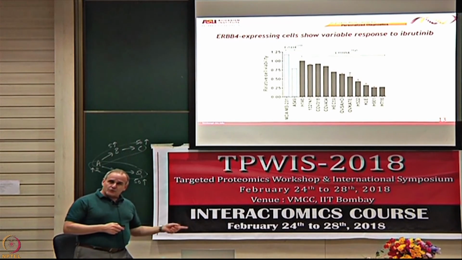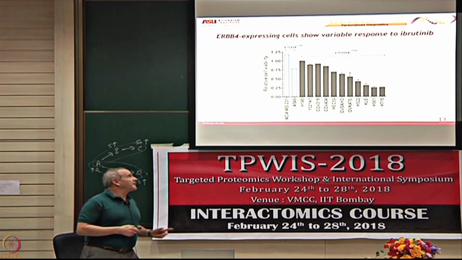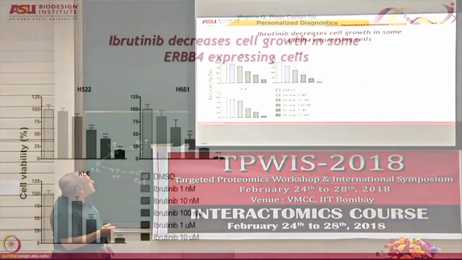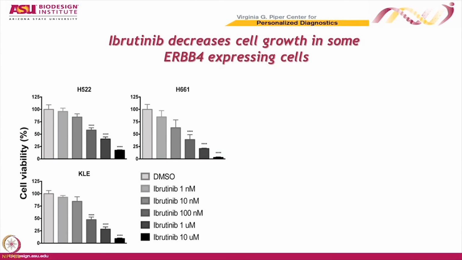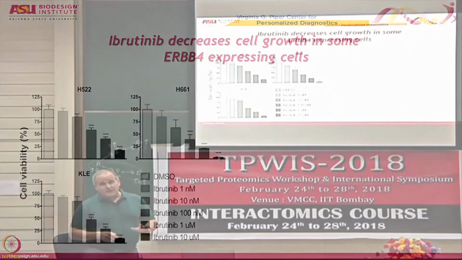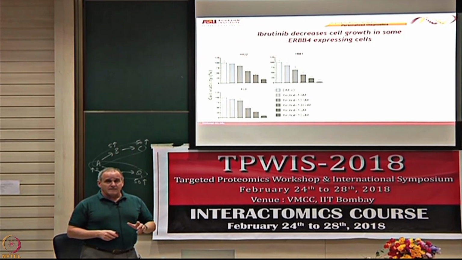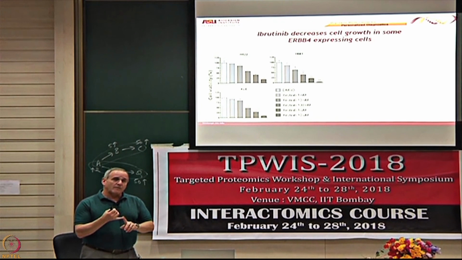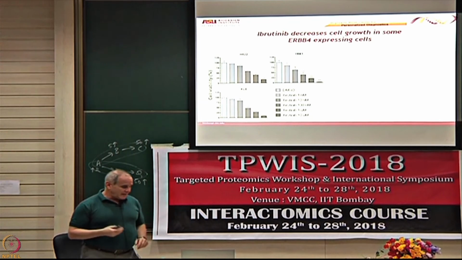So then we did a dose response curve, which is the logical thing to do next. And that's what you get. So adding increasing amounts of drug, you see increasing inhibition of cell growth. So that looks like Ibrutinib is inhibiting a cell line that has high ERBB4 and no BTK. So you can't argue that this is due to BTK.